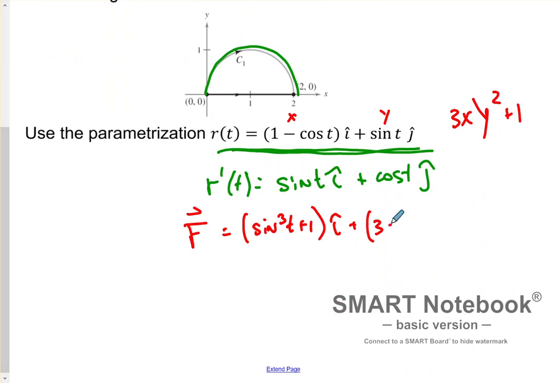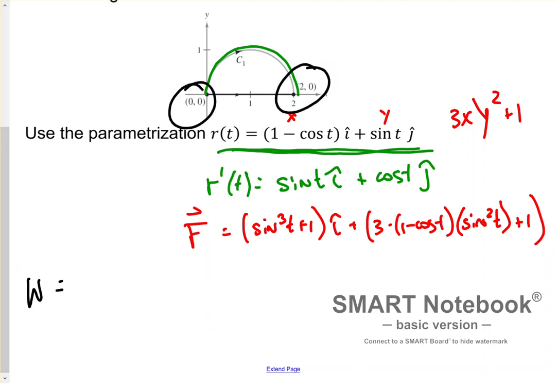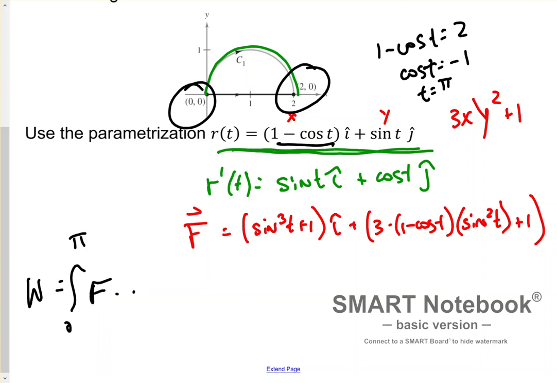So I'm going to have 3x is 1 minus cosine of t. y is sine of t, so I'm squaring that. Plus 1. Okay, so my work done. And if I'm going to go from 0, 0 to 2, 0, then if I'm going to go over here to 2, if I set this 1 minus cosine equal to 2, right, because x is ending at 2, I get cosine of t equals -1. And so then I've got to end with t being pi. So I would integrate from 0 to pi of f dot r prime.